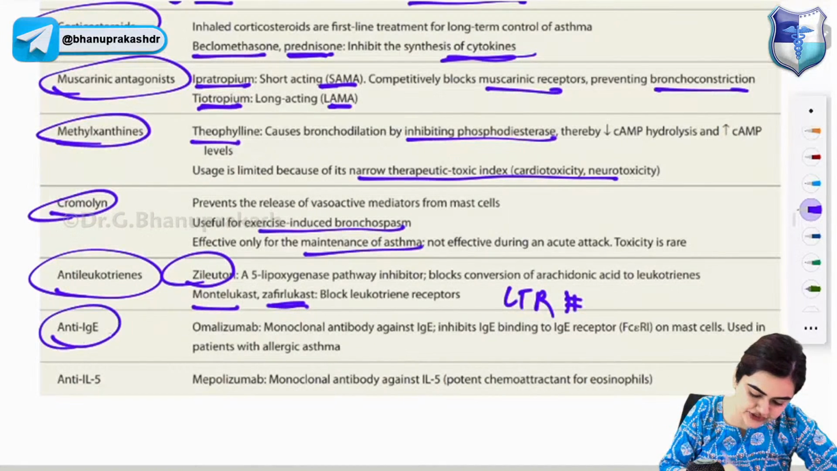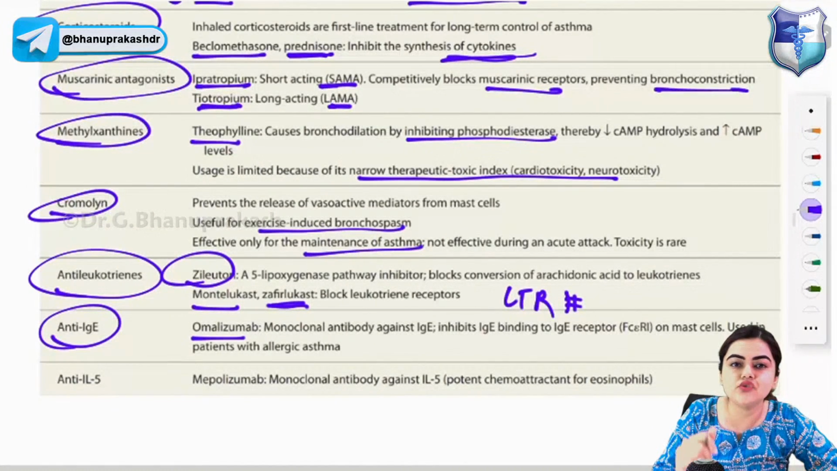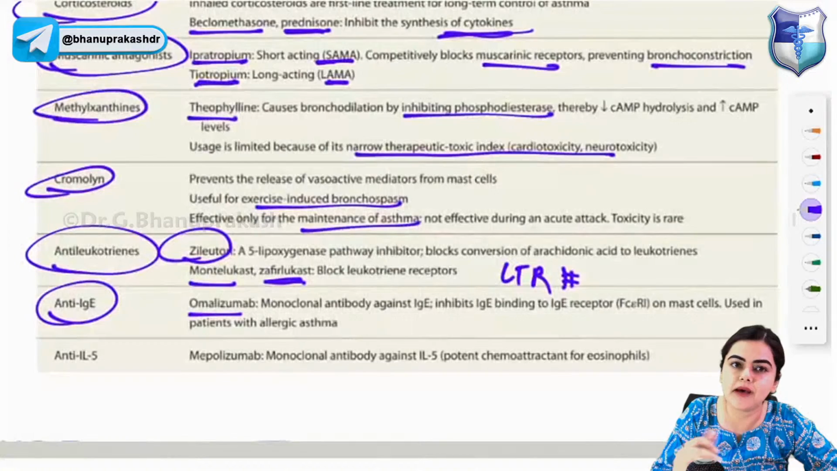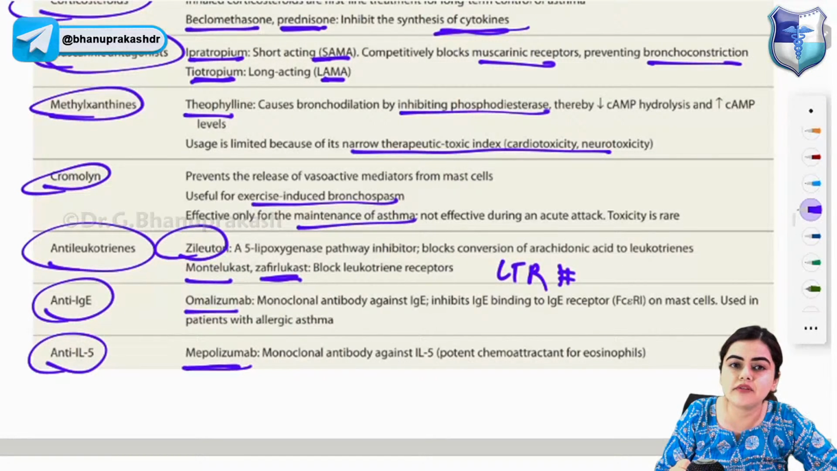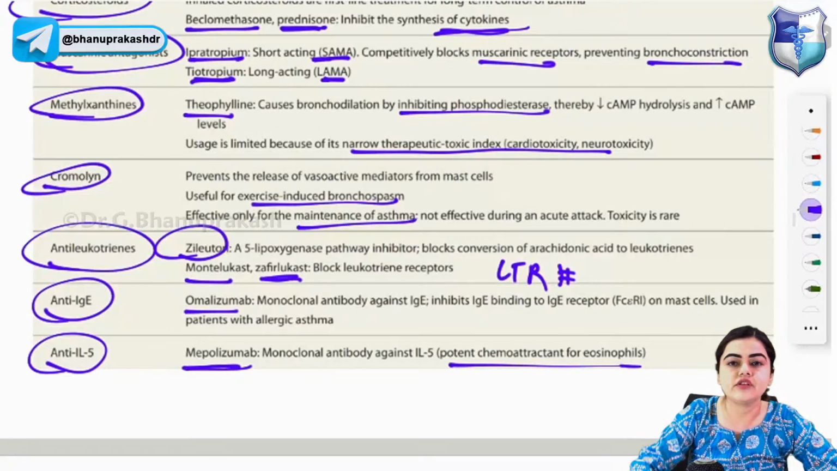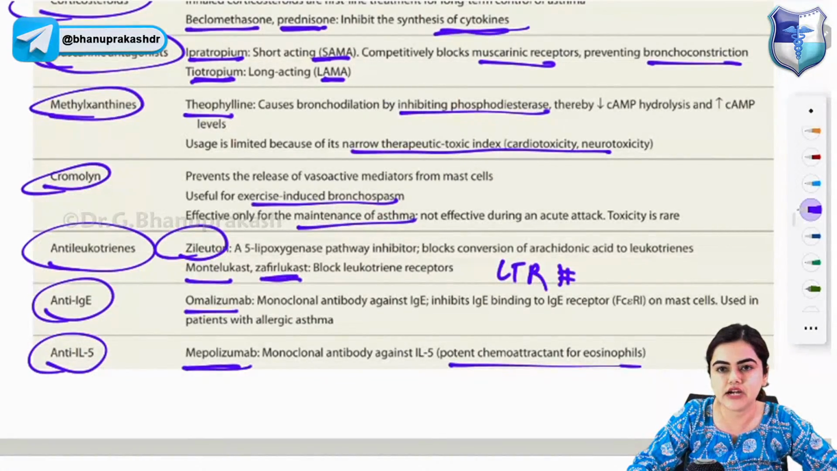Next one is anti-IgE antibody omalizumab. Omalizumab is a monoclonal antibody against IgE. It inhibits the IgE binding to the IgE receptor on the mast cells and it is used in allergic asthma. And finally, anti-IL-5 antibodies, mepolizumab. Mepolizumab is monoclonal antibody against IL-5, which is a potent chemoattractant for eosinophils. Understood? Clear?